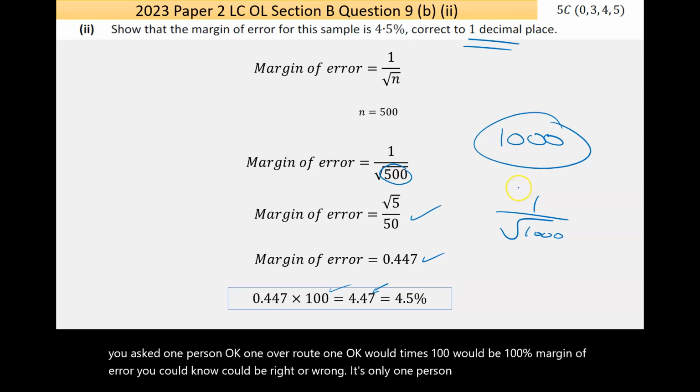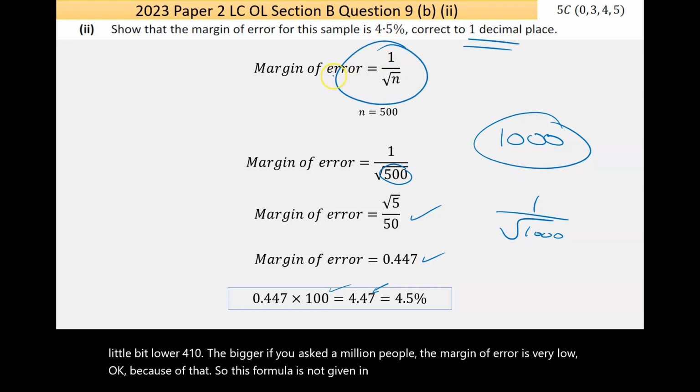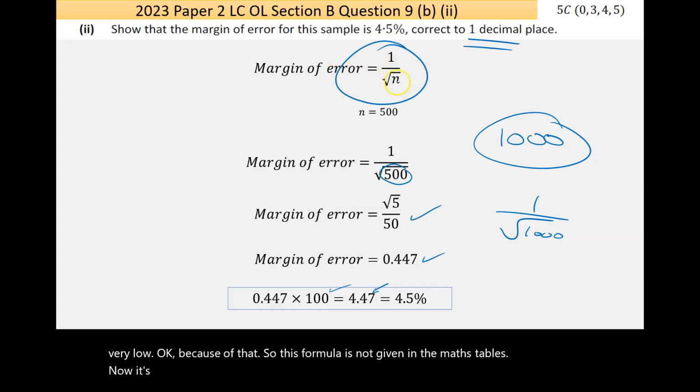2 people is a little bit lower, 4, 10, 15. The bigger, if you asked 1,000,000 people, the margin of error is very low, okay, because of that. So this formula is not given in the maths tables. I stand to be corrected if I'm wrong on that. I've looked numerous times and I don't know why. But it's just when you have to memorize.